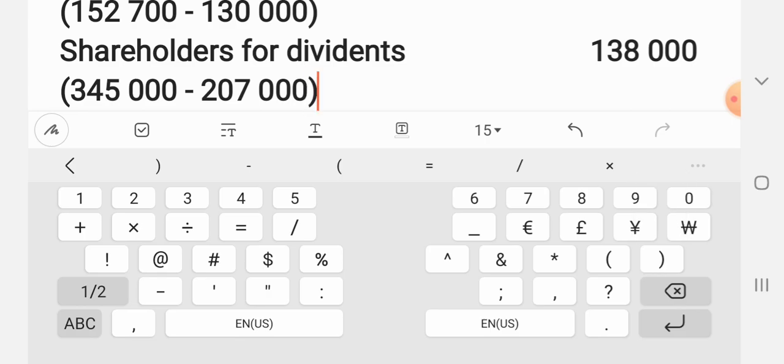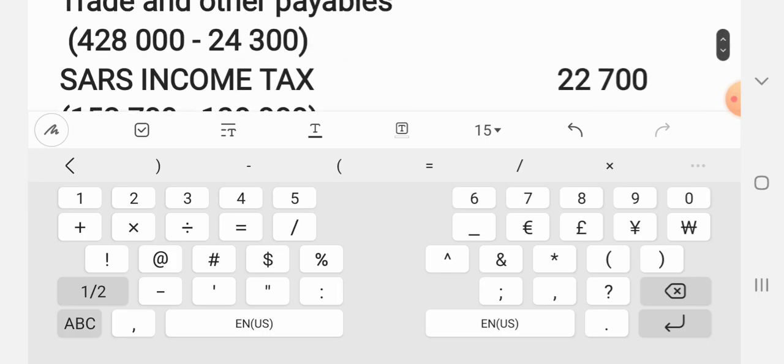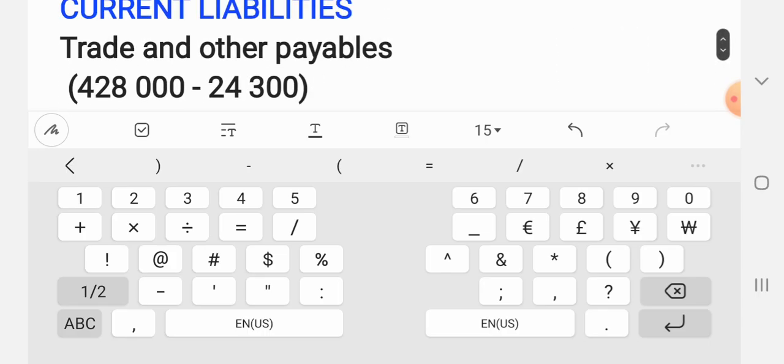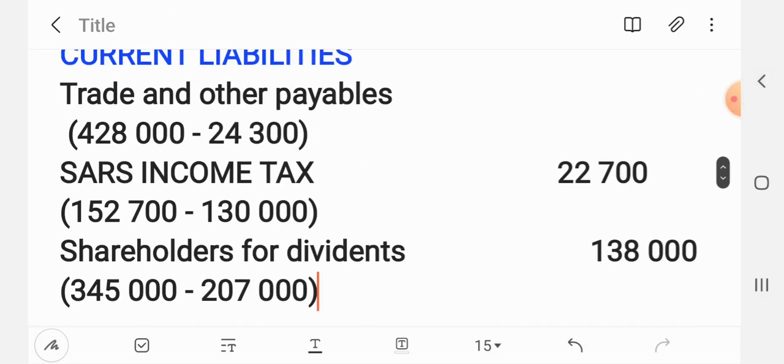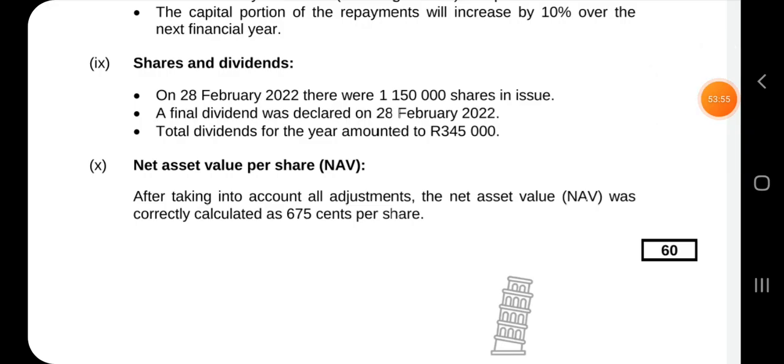So for current assets, we have shareholders for dividends. Here they are. And then we also have trade and other payables so far. So after taking into account all adjustments, the net asset value was correctly calculated at 675 cents per share.